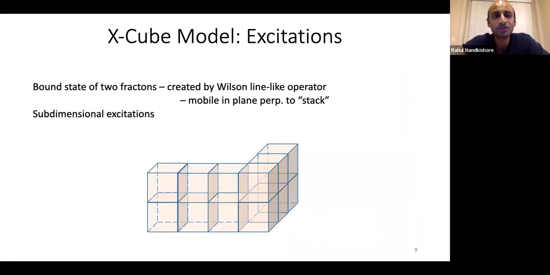So you can also consider a bound state of 2 fractons. Now you can act with a string of Z operators, and this bound state of 2 fractons can move freely, but it can only move freely in a plane. It cannot move transverse to the plane. So that's an example of a subdimensional excitation, which can move freely in certain directions, but not in others.